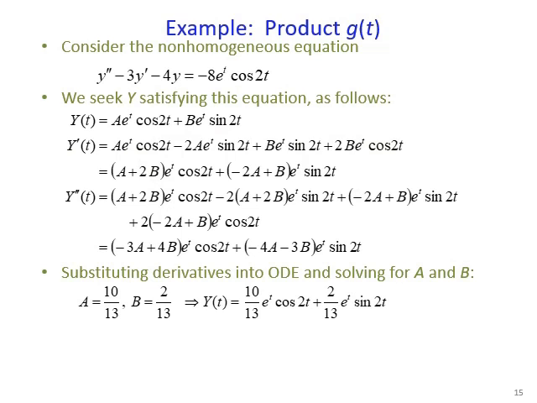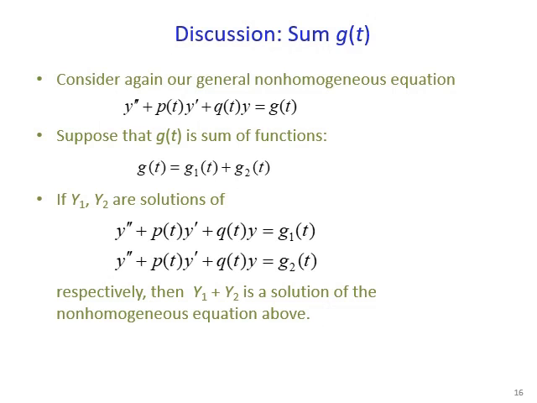Now, if it is exponential times cosine, we will assume exponential times cosine plus exponential times sine. Let me first find the first derivative and second derivative, and then substitute to find the constants a, b. Then I have the general formula for the particular solution.